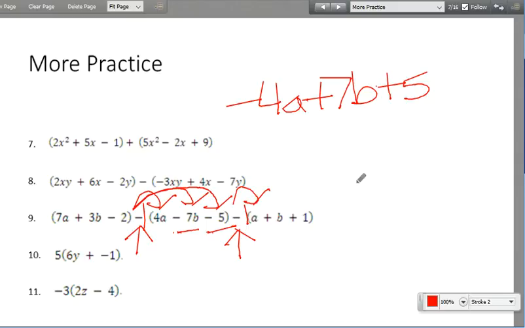That's going to give us our negative 1a. We have negative 1 times positive b, which gives us our negative 1b. And then we have negative 1 times positive 1, which gives us our negative 1.